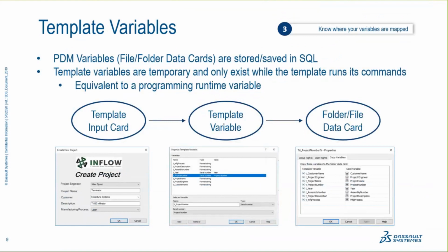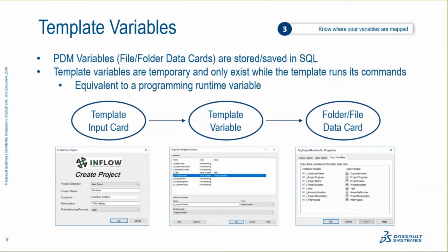When we use an input card, those values that are entered there are not automatically stored anywhere. If you enter something into, say, a file data card or a folder data card in your vault, those values get stored inside a SQL. But on a template input card, those values are not stored anywhere unless we tell the system to store them somewhere, and we store those inside of a template variable, which could be looked at as a temporary variable or a runtime variable. It only exists while this template is being run.